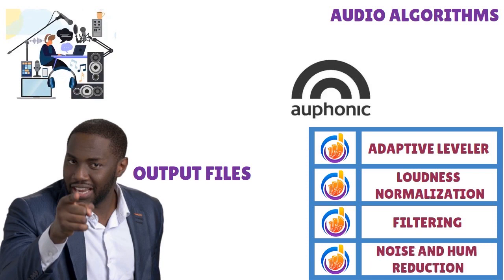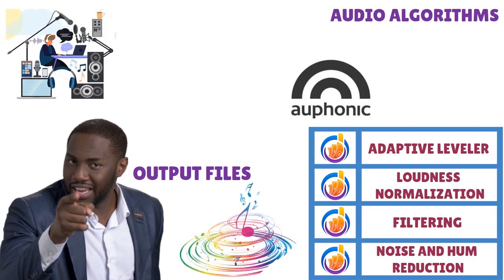So let's first talk about the adaptive leveler. This corrects the level differences within one file between speakers, music, and speech to achieve a balanced overall loudness. This ensures your episode volume remains consistent throughout the episode and that each track and segment is correctly balanced. So this is kind of important.